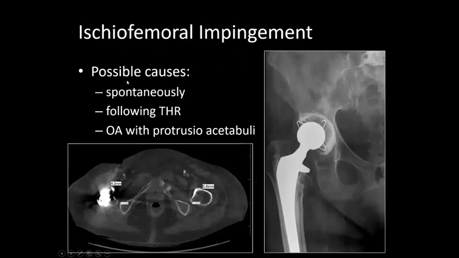Ischiofemoral impingement could happen for multiple reasons. It could be spontaneous, where there is medialization of the femur in relation to the ischium. It could also happen following total hip arthroplasty, as in this patient, and following osteoarthritis of the hip joint or protrusio acetabuli. As you can imagine, when there is a protrusio acetabuli, there is migration of the femur centrally, and that brings the femur closer to the ischium, and these patients may develop ischiofemoral impingement.